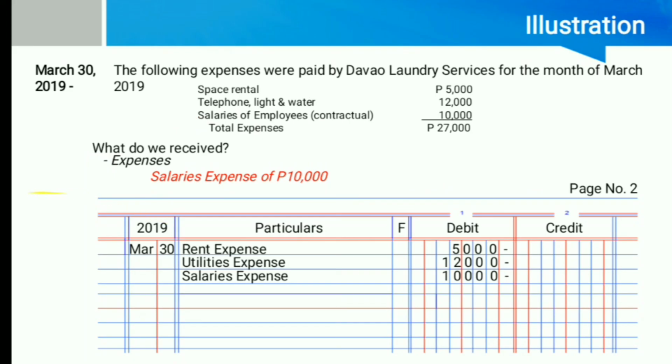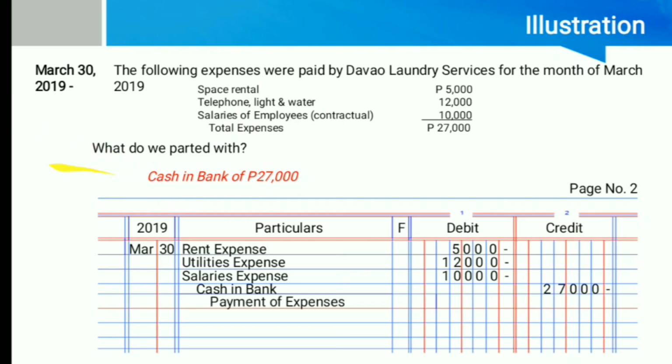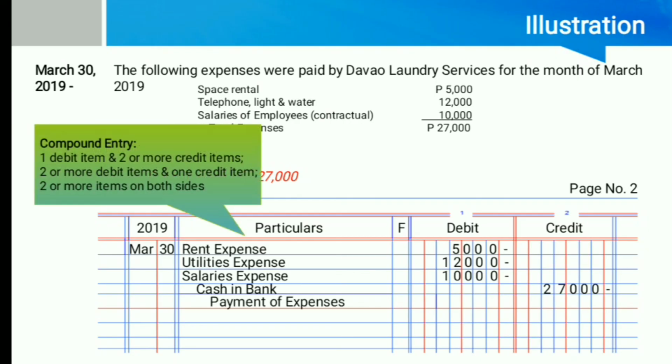And then what do we part with in order to pay the expenses? Of course, it's the cash, and we're using the cash in bank. So our credit entry would be cash in bank 27,000 pesos. So this is the record payment of expenses. This is an example of a compound entry. A compound entry may consist of one debit item and two or more credit items, or it could be two or more debit items and one credit item, which is like this one. It could also be two or more items on both sides.